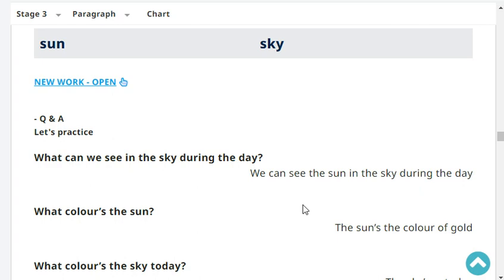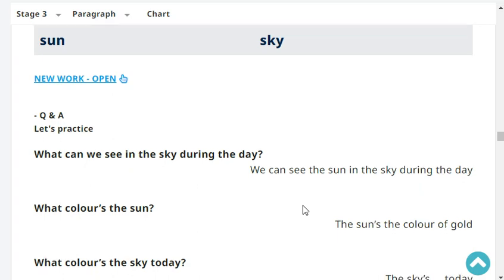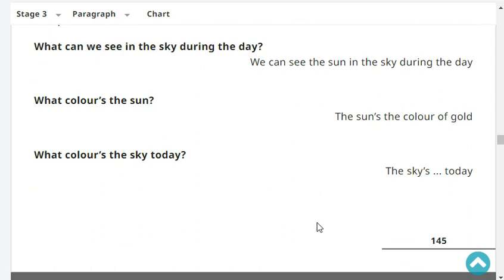What can we see in the sky during the day? We can see the sun in the sky during the day. What colors the sun? The sun's color is gold. One more. The sun's color is gold.